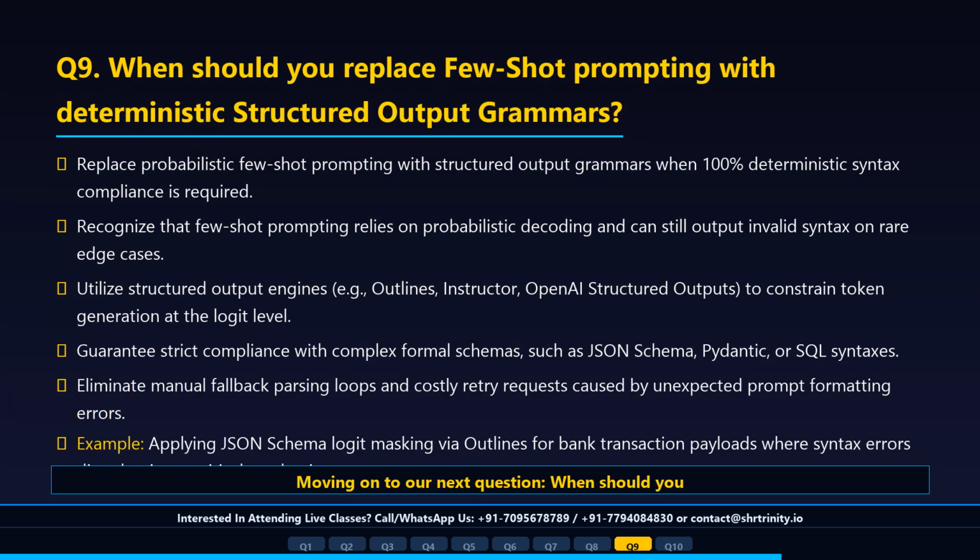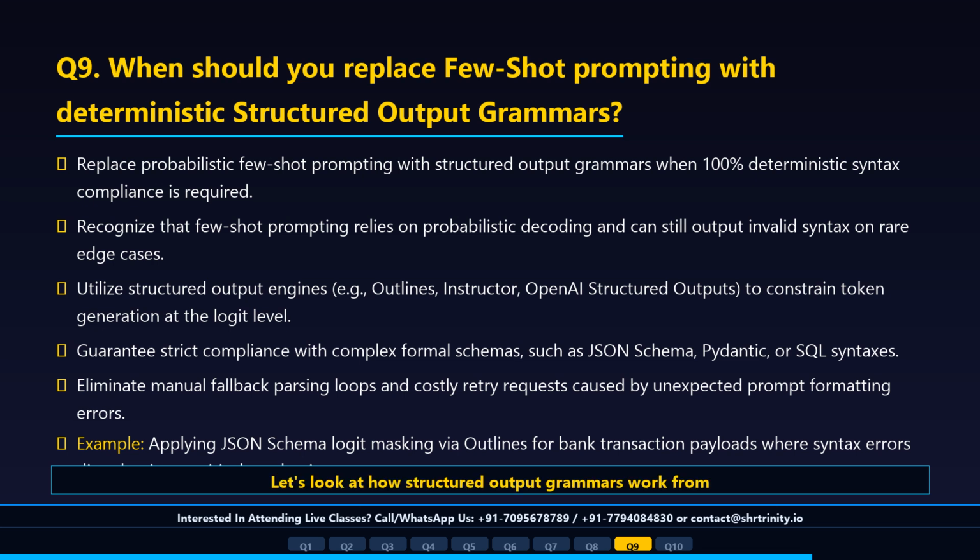Moving on to our next question: when should you replace few-shot prompting with deterministic structured output grammars? While few-shot prompting is incredibly flexible for teaching context and tone, it remains fundamentally probabilistic. No matter how many exemplars you include in a prompt, there is always a non-zero probability that the model will produce a malformed JSON string, missing bracket, or unexpected field during edge cases. When strictly deterministic schema compliance is required, you must transition from probabilistic few-shot prompting to formal structured output grammars.